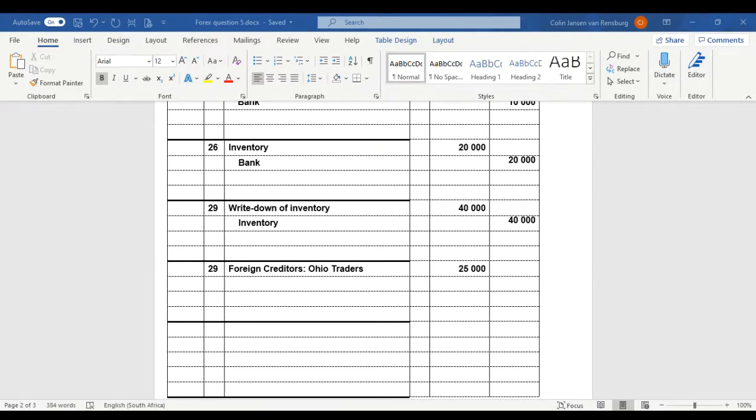Because the rand has strengthened against the dollar, right? Rand appreciated. That's even better put than me. Thank you, Zinkler. The rand has appreciated. So it's because of the currency fluctuation. In this case, it is beneficial to an importer. It's obviously not beneficial to an exporter, but we are importers. So if the rand strengthens, each dollar is going to cost us less in rands.